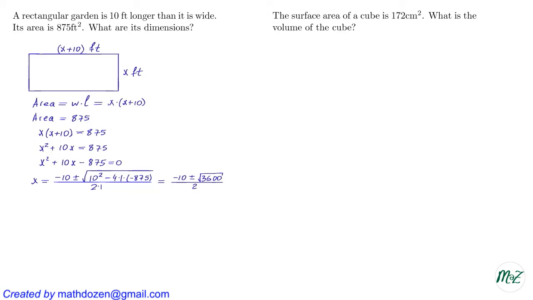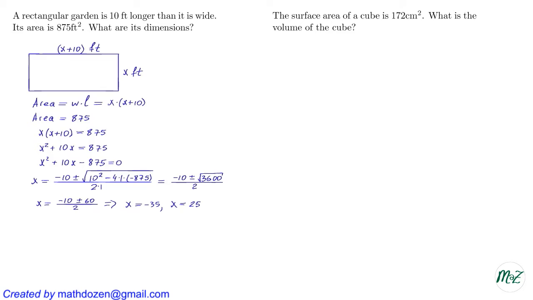So making the calculations, we end up with negative 10 plus or minus the square root of 3600, all of that over 2. Finding the square root, we end up with x being equal to negative 10 plus or minus 60 over 2. So we get two solutions, x equals negative 35 and x equals positive 25.